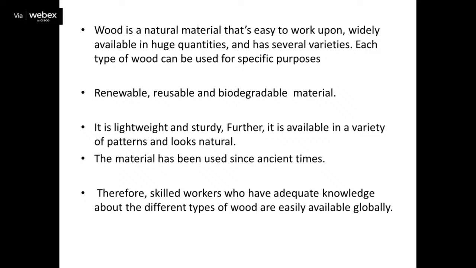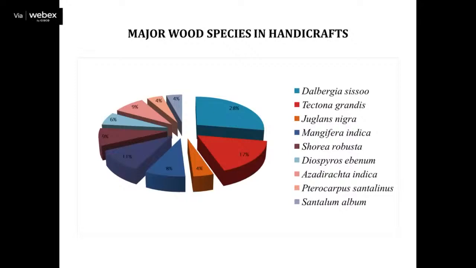Wood is a natural material, as we know; it is a renewable, reusable, and biodegradable material. The material has been used since ancient times, and therefore skilled workers who have adequate knowledge about the different kinds of wood are easily available globally. These are the major species used in the various handicraft sectors, especially Dalbergia sissoo and Tectona grandis, which play the most important role in the wooden handicraft sector. Other species are also there, but less.